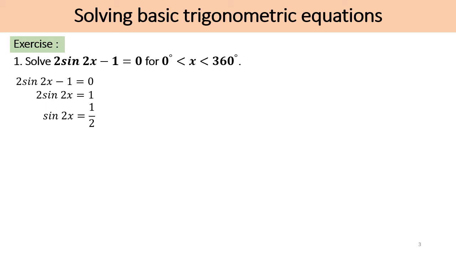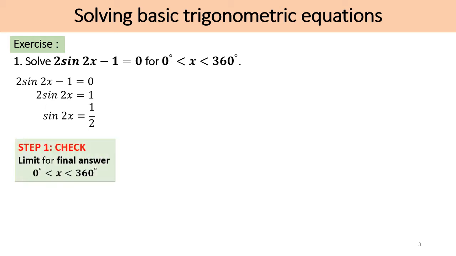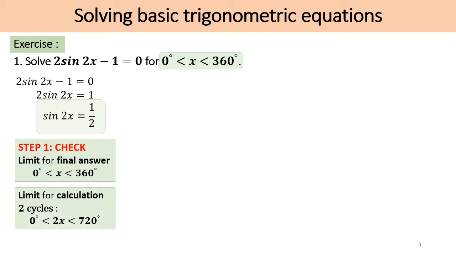Going into our first step, we need to check our limit for the final answer. So we have here x must be between 0 and 360 degrees. Next, to find the limit for our calculation, we see that in the equation we have sine 2x, which means 2 cycles, and hence our calculation will include up to 720 degrees.